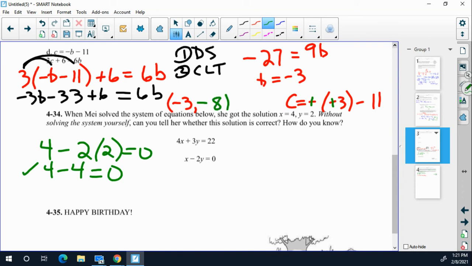Now, if it asked you to check it, then we would check it just like you guys said. We would plug it back in and see if it's right. Again, there I put -3 in for B, that makes that positive, -8. Good job.